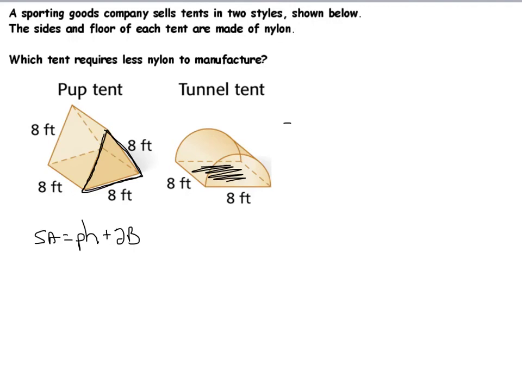So you're going to take 2 pi r h plus 2 pi r squared and cut it in half. But then you have to add on the base for the tent. So I want you to find these 2 surface areas and then come back.